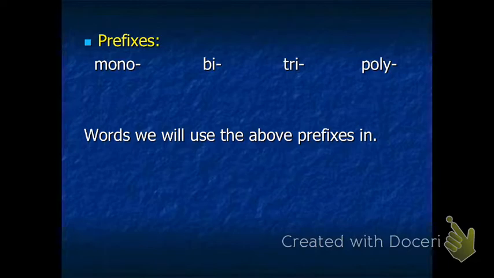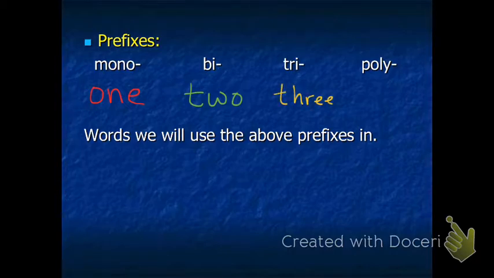So we have some prefixes. Prefixes are the beginning of words. So we have mono, and mono means one. We have bi, like in a bicycle, and bi means two. We have tri, as in a tricycle or triathlon, and that means three. And then we have poly, like in the word polygon. And poly means many. So if you ever see words, the beginning of any words that look like this, here are your definitions.